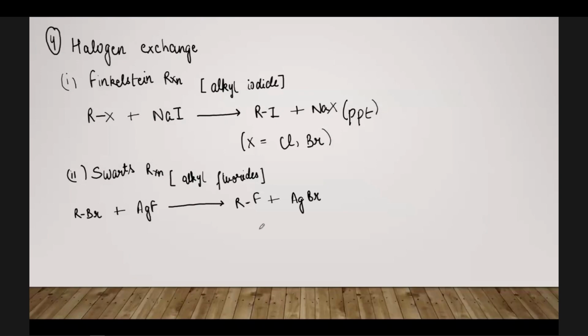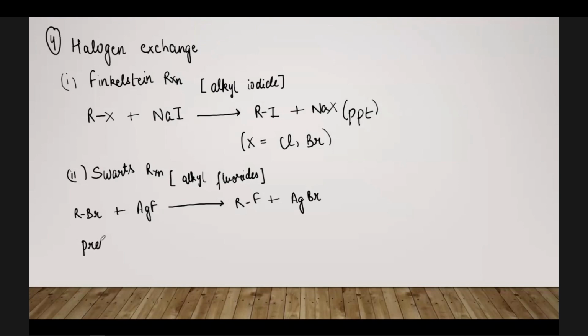I told you just a few minutes back in this lecture that the iodine reaction requires oxidizing agents to be present. Similarly, in the case of fluoride, we require the presence of a metallic fluoride, only then will our alkyl fluoride form. So here we used AgF, that is silver fluoride. There are other substitutes also that you can use here.